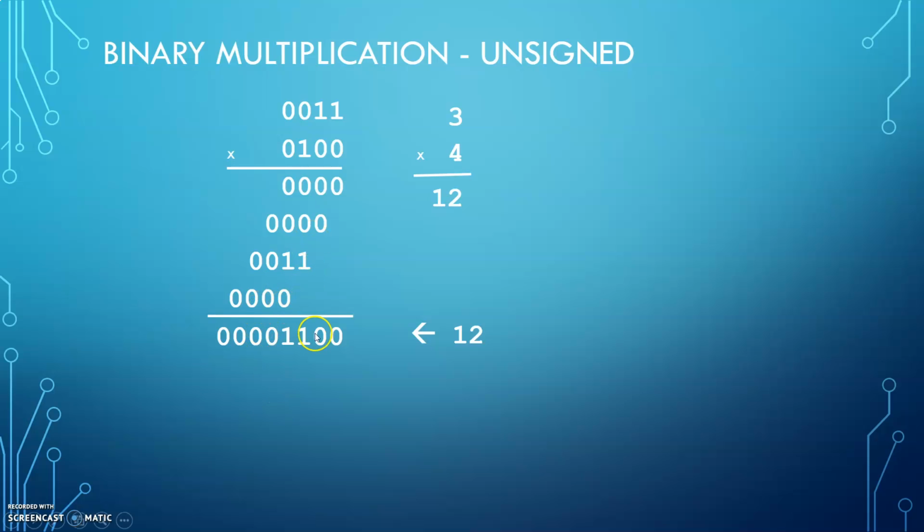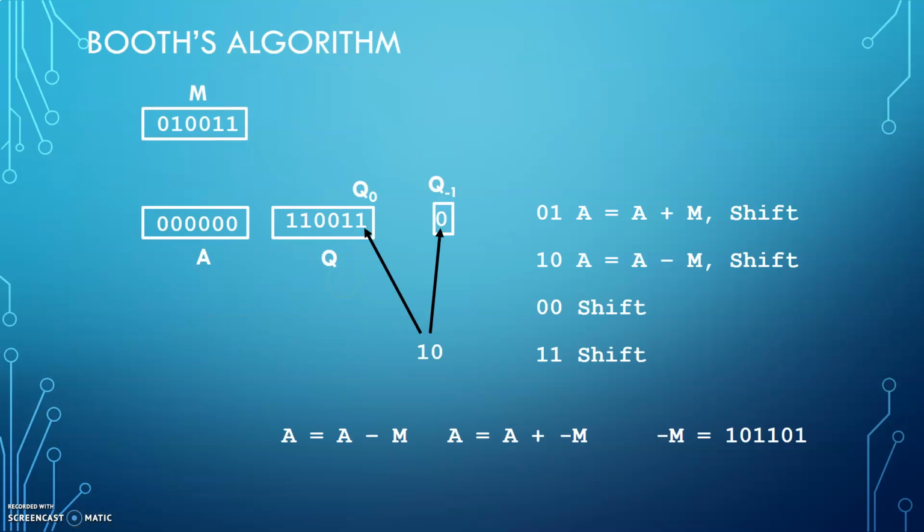So for unsigned binary multiplication, this process can be used for unsigned numbers. But for signed numbers, we need a different process. Suppose this is one of the numbers we're multiplying. This is the other. So we have our M and our Q, and we'll have this A as being another register. So M, Q, and A are registers. And what this Q minus 1 is meant to be is, at the point where we're doing a shift, it's meant to take the value off to the right.